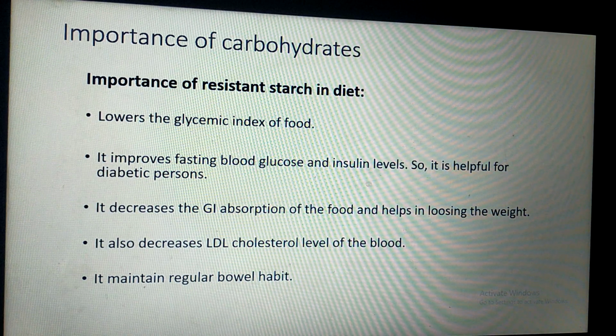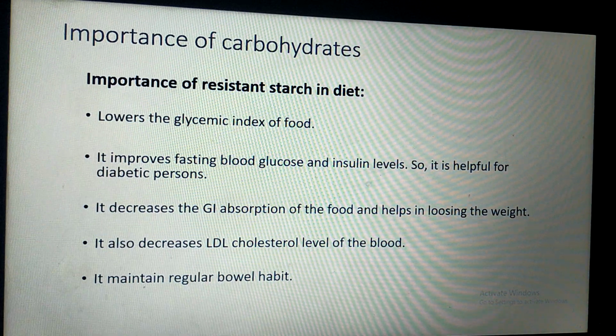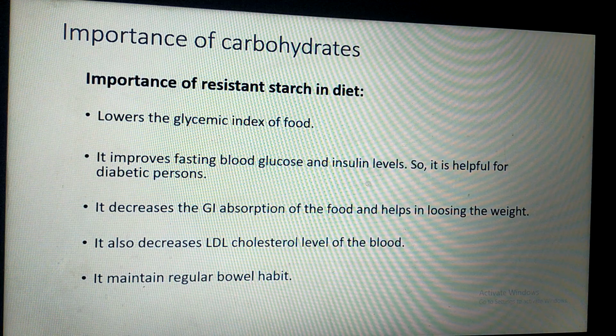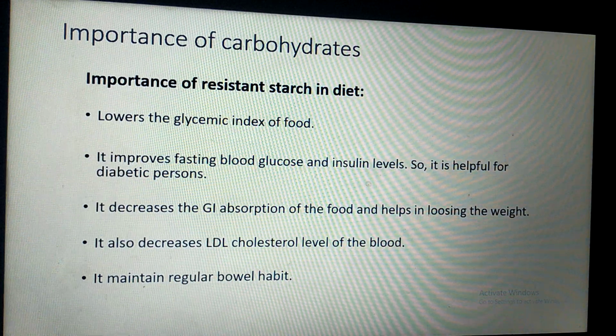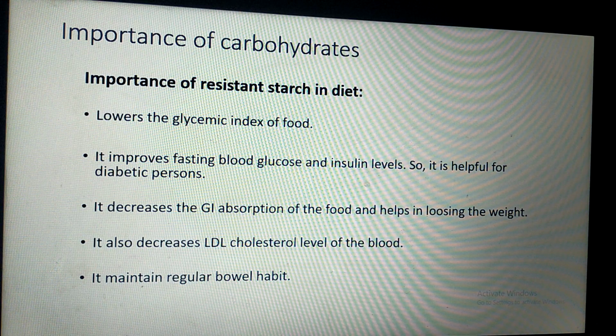Next is resistant starch lowers the glycemic index. Glycemic index means the rise in blood sugar level after intake of a particular food. So simply by interfering with the absorption of various monosaccharides, resistant starch delays the absorption process and therefore the rise in blood glucose level is not sudden, it is slow. So that is the meaning of lowering of glycemic index.